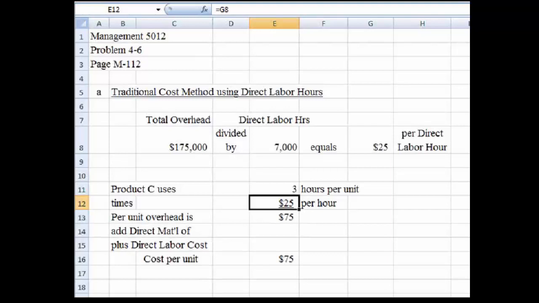The formula in the line below that multiplies the 3 times the 25 and shows per unit overhead cost as $75. Below that is added the $24 of direct material and the $36 of direct labor as shown in the book. The formula at the bottom of the column sums those three numbers and indicates that the cost of manufacturing per unit for product C is $135.